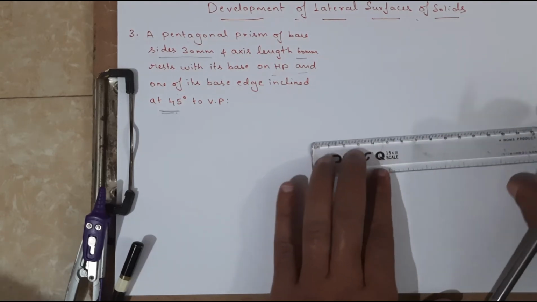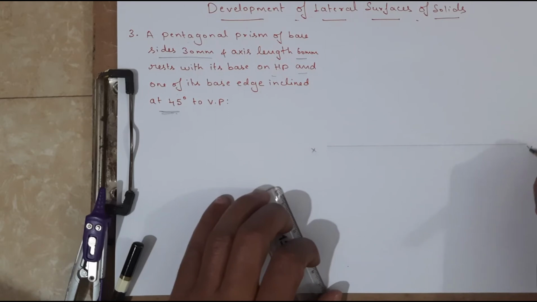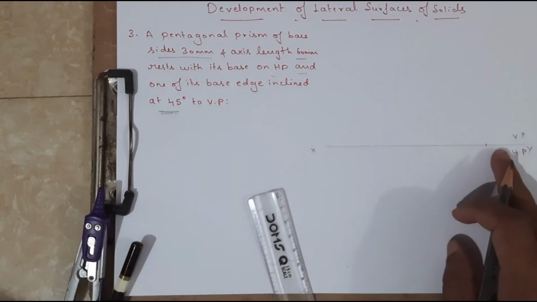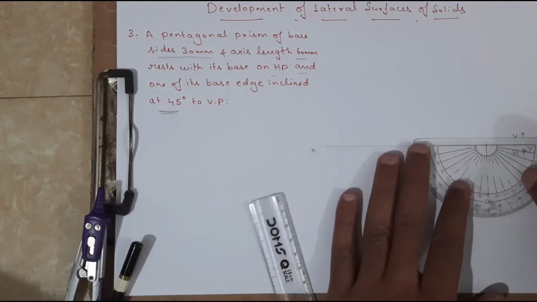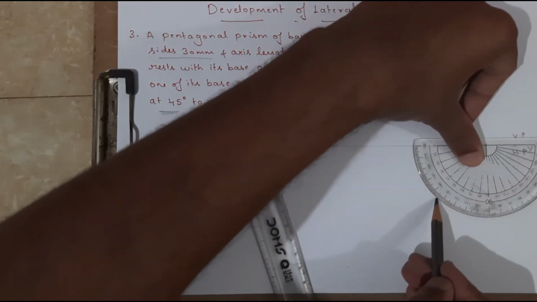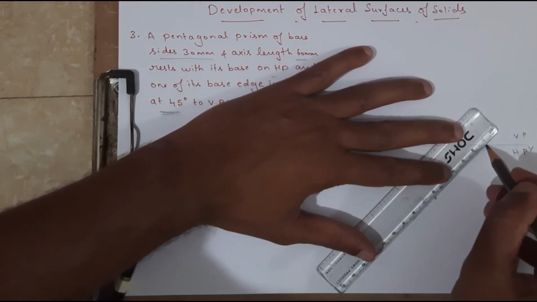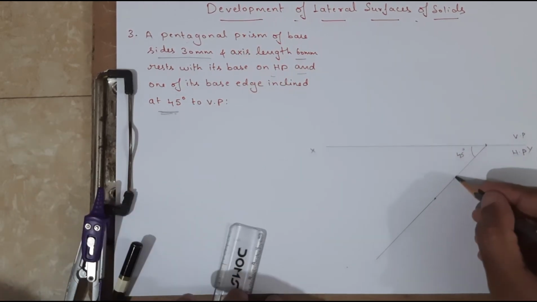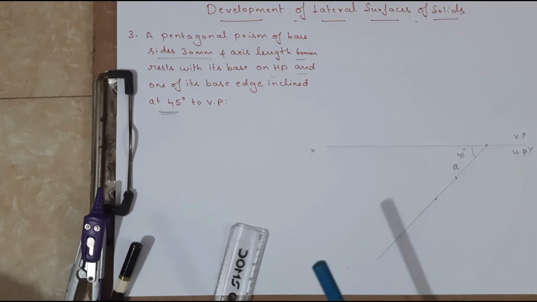First we will start with the XY line. XY line, VP, and this one is HP. With the help of a protractor, I am going to fix one reference point on the XY line. From this point I am going to draw a line which is inclined at an angle of 45 degrees, like this. Okay, and I am going to fix the first corner. I am going to name this one as A.